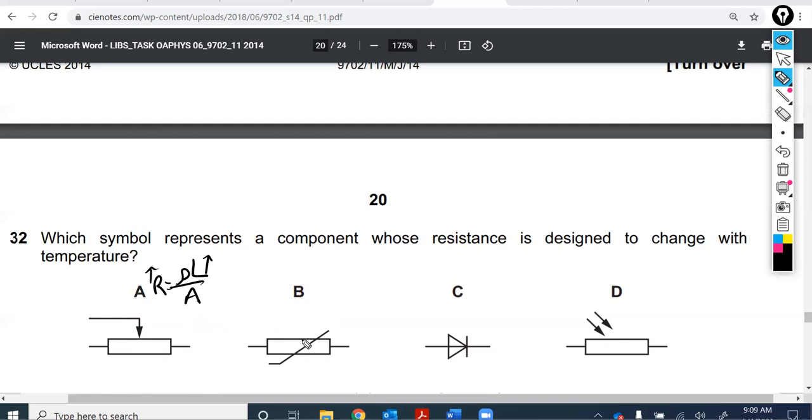All right, this is a thermistor, the symbol for a thermistor, a thermal resistor. And so it is the correct answer to this question. It's the symbol that represents a component whose resistance is designed to change with temperature. You can have negative temperature coefficient thermistors, positive temperature coefficient thermistors. They have different curves. And as the temperature changes, they're either going to increase or decrease in resistance depending on whether it's positive or negative.